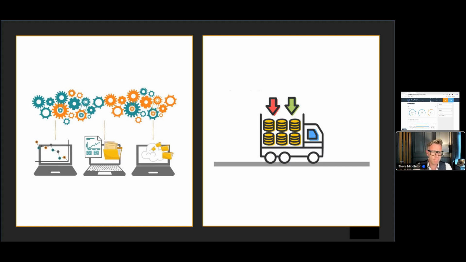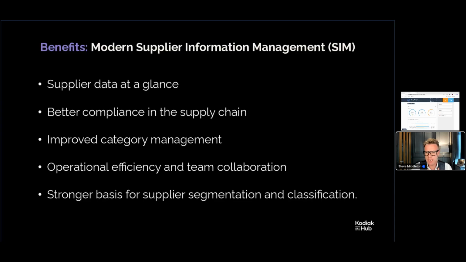Whereas a modern supplier information solution enables us to harness not just the information, but actually see everything in one view. And here are just some of the benefits that you can expect to experience with a modern supplier information management solution. You'll have your supplier data at a glance, better compliance in the supply chain, improved category management, operational efficiencies and team collaboration, and a stronger basis for supplier segmentation and classification. You have a more robust, balanced supplier view.